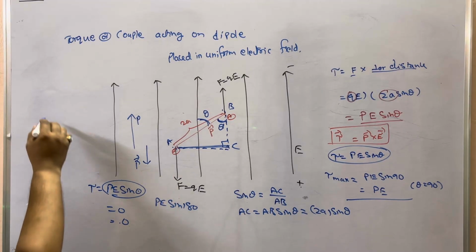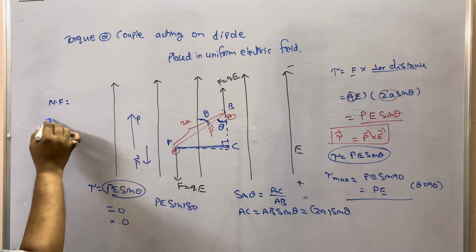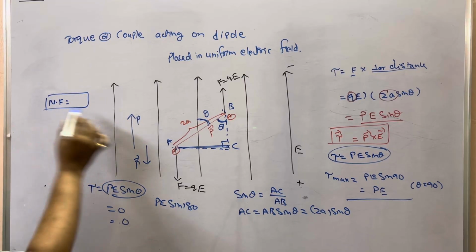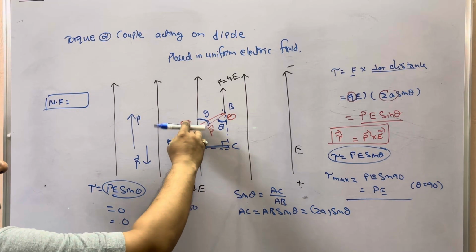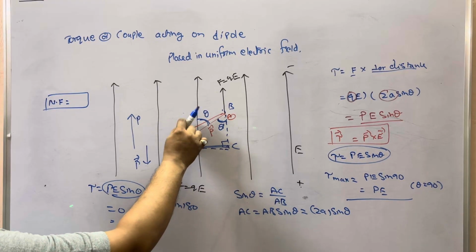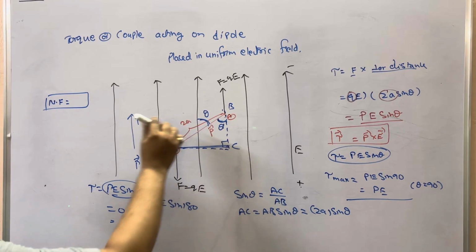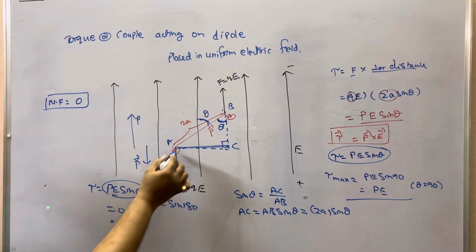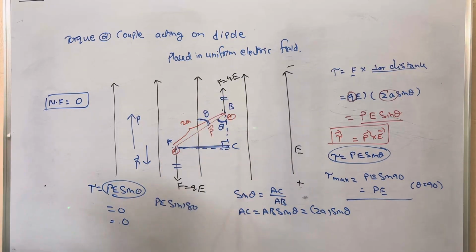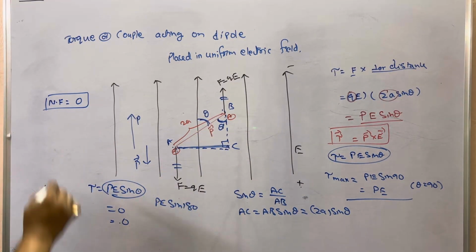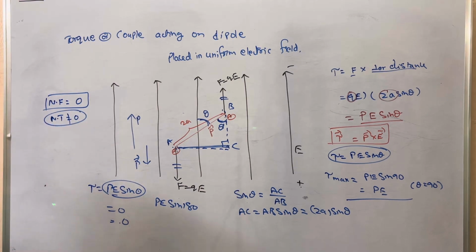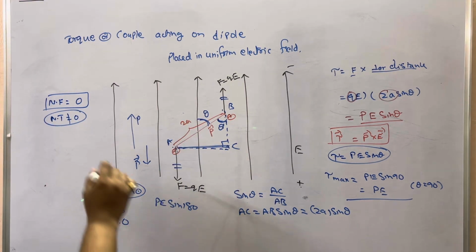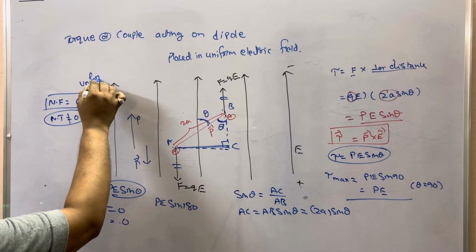And in competitive exams they will ask, what is the net force on the dipole in a uniform electric field? It is rotating here only, meaning it is not moving anywhere. Whenever it is not moving anywhere, net force is 0. Two equal and opposite forces cancel each other. Net force is 0, but net torque is not 0 because it is rotating, if it is placed in uniform electric field.